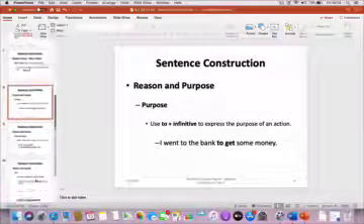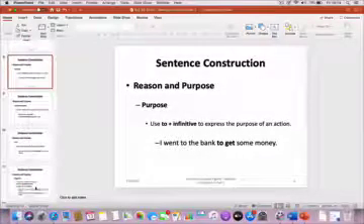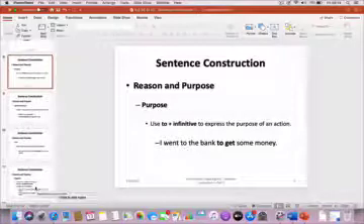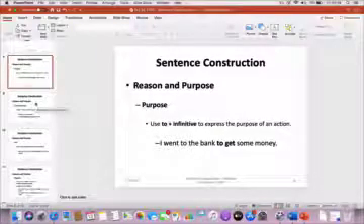Reason and purpose. Purpose we've already seen previously in another lesson. We use to plus the infinitive to express the purpose of the action. The example here, I went to the bank to get some money. It's the purpose of the action, going to the bank to get money. So I use to plus the infinitive to give the infinitive of purpose.